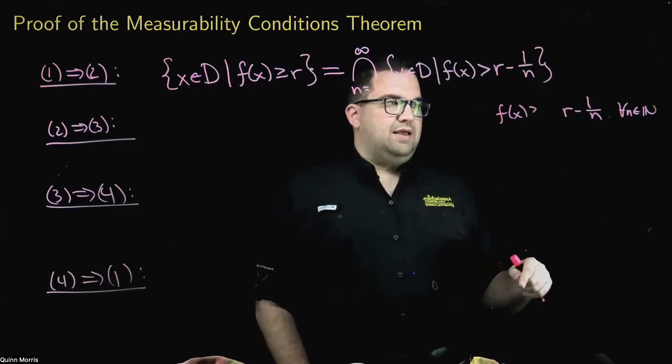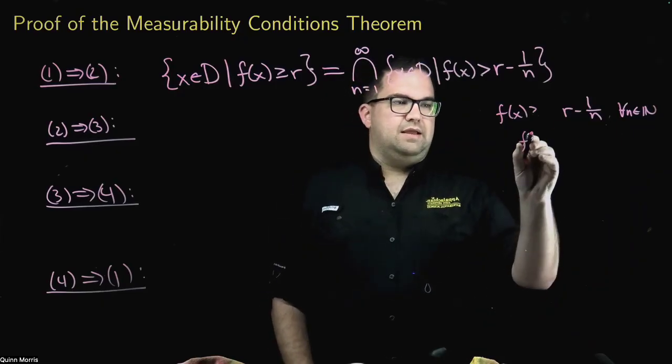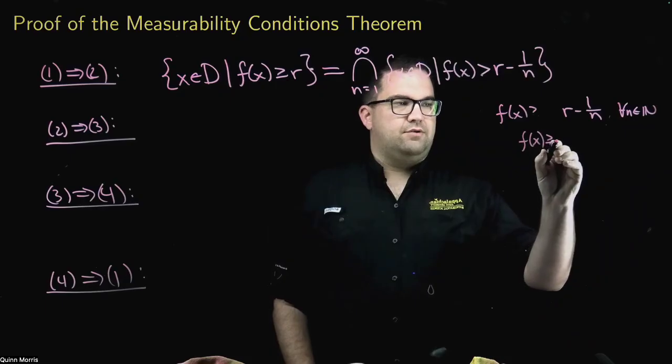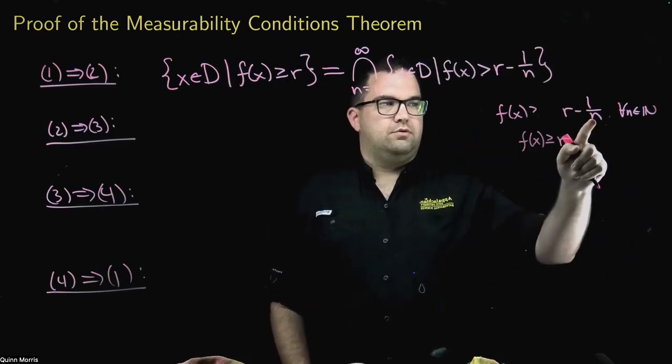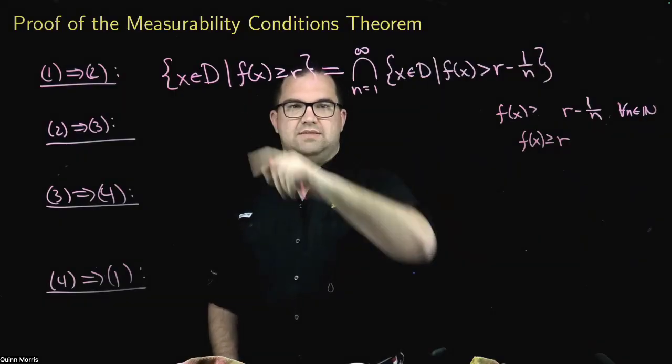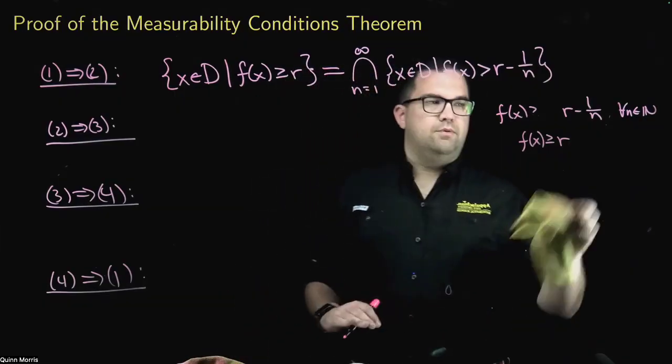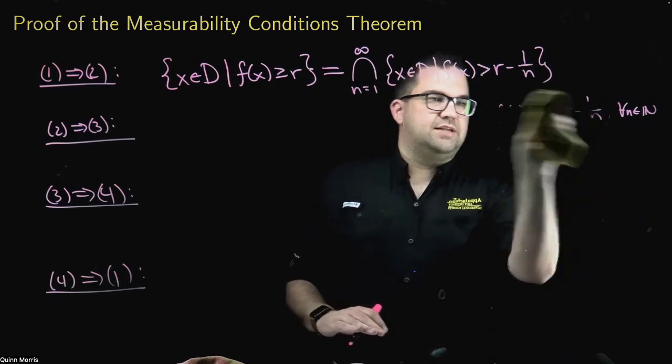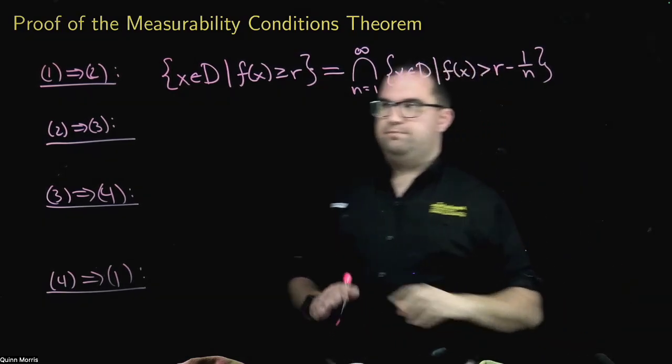So I can take a limit then as n goes to infinity, and I get that f of x must be greater than or equal to r, because 1 over n goes to 0, and so it must also be in this set. Okay. So you get that these two sets are equal. Now, why is this helpful?